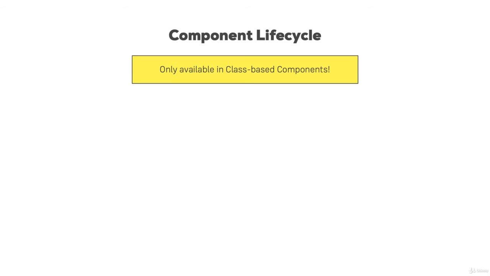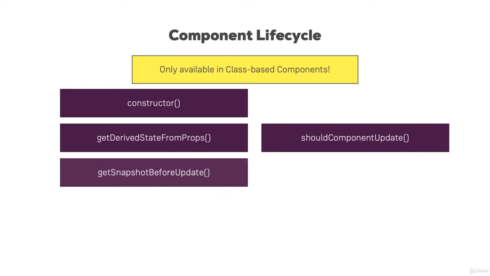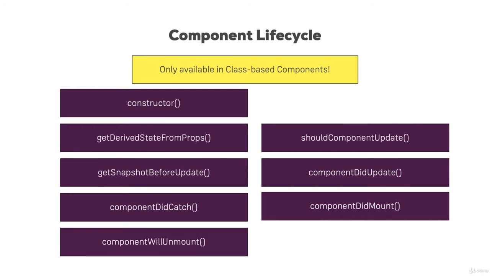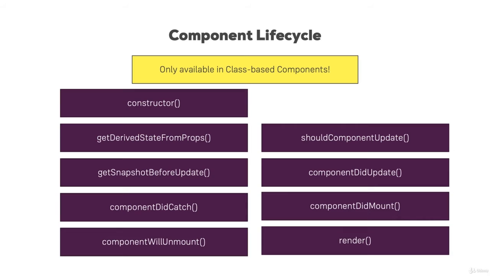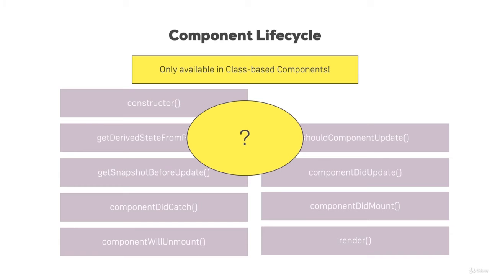So let's start with the class-based lifecycle. We got these methods, which we can add to any class-based component, and React will execute them for us. And they will run at different points of time, and we can do different things with them to, for example, fetch data from the web or to do some cleanup work before a component is removed from the DOM. But how exactly can we use them, and in which order do they execute?